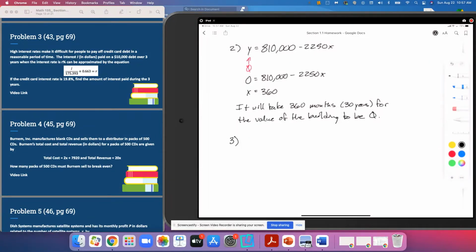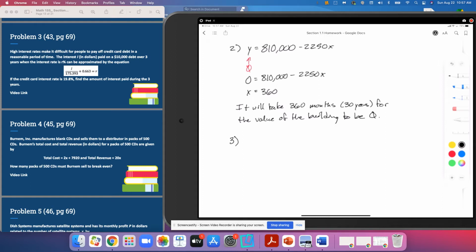Okay, back with problem number 3. High interest rates make it difficult for people to pay off credit card debt in a reasonable period of time, which is great for the credit card companies because their goal is to take all of your money, and that helps them do that. So the interest in dollars paid on a $10,000 debt over 3 years when the interest rate is R% can be approximated by the equation that is listed right there.